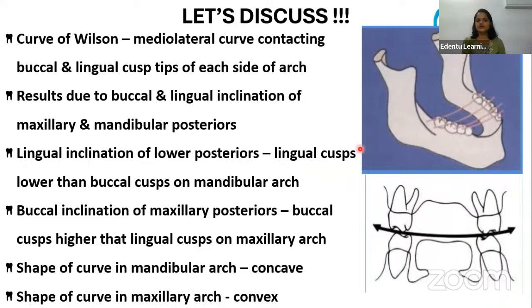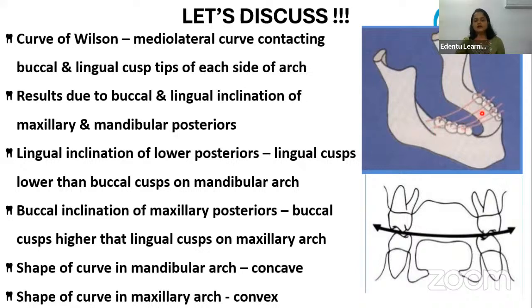Okay, so let's see what this curve of Wilson is. Curve of Wilson is nothing but a mediolateral curve. It is a mediolateral curve that contacts the buccal and lingual cusp tips of each side of the arch. You can see in the picture here, this is a mediolateral curve that is joining the buccal and lingual cusp tips of each side of the arch.